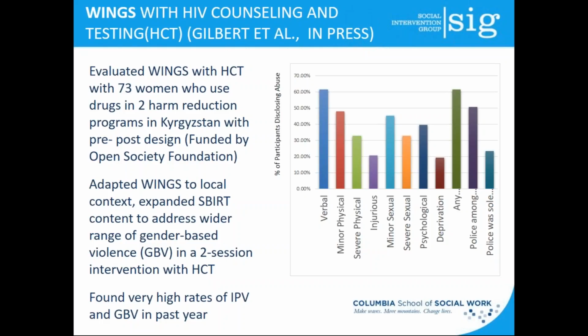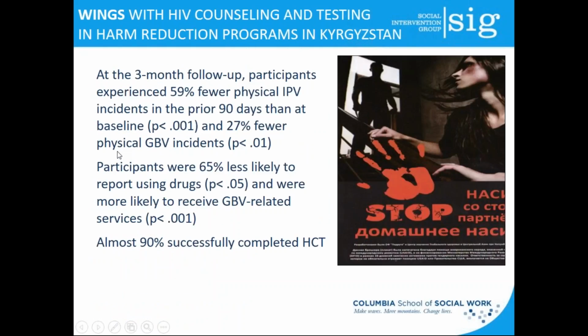The study found very high rates of both intimate partner violence and gender-based violence. The police were one of the biggest perpetrators. And it was great for our collaborators in Kyrgyzstan to have this data on police abuse.